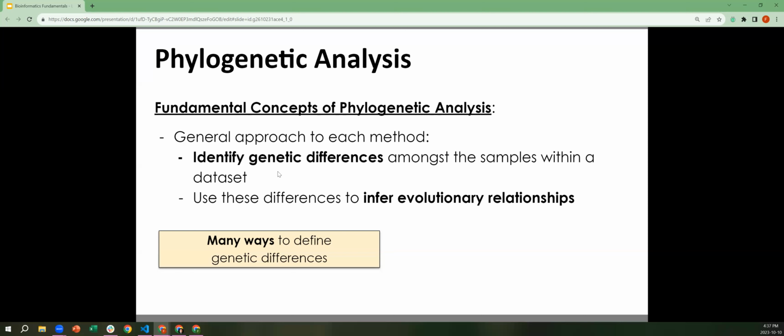So all of this should be taken into consideration and well understood by the genetic epidemiologist, by the genomic epidemiologist, when investigating an outbreak, when looking at a phylogenetic tree and interpreting that tree to inform public health decision-making.